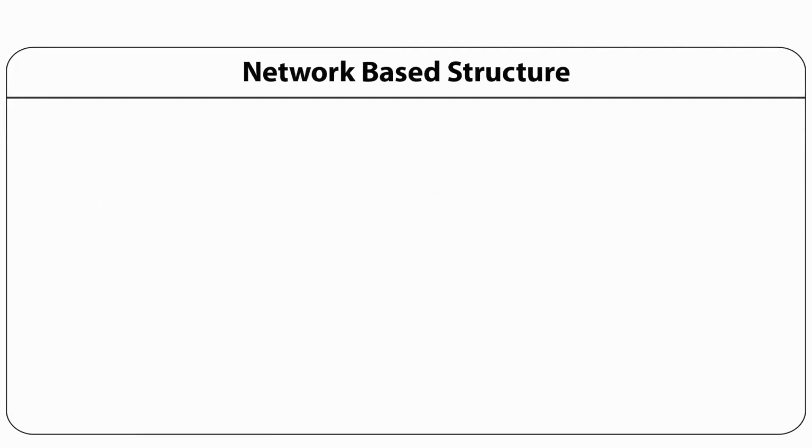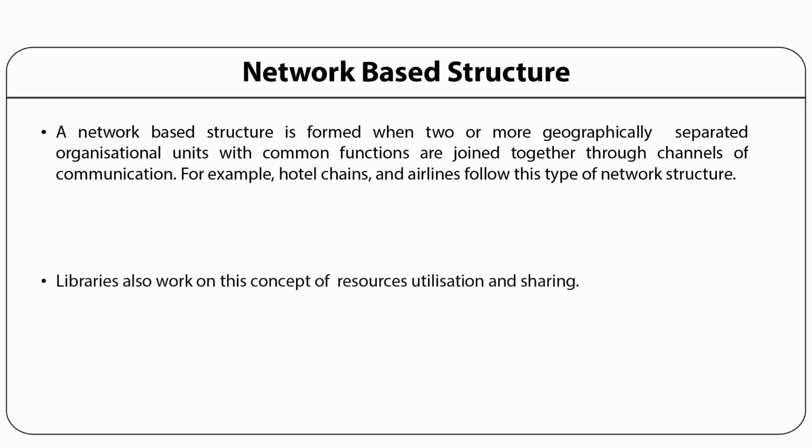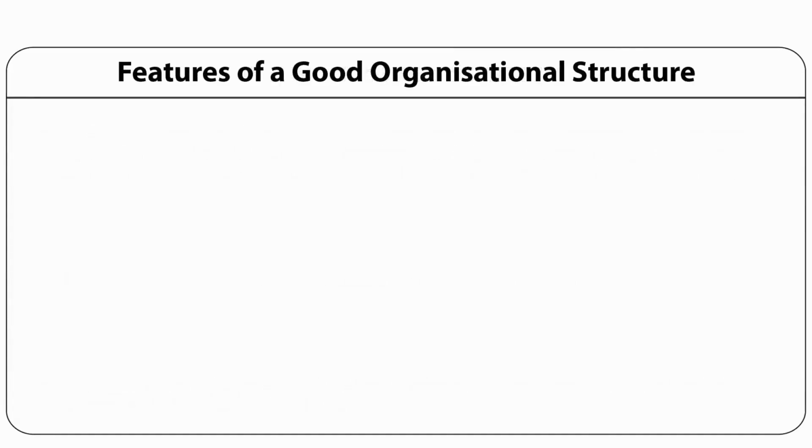Then comes the network-based structure. A network-based structure is found when two or more geographically separated organizational units with common functions are joined together through channels of communication. For example, hotel chains and airlines follow this type of network structure. Libraries also work on this concept of resources utilization and sharing. In this type of structure, the enterprise relies on outside agencies or companies rather than hiring workers for all of its business functions.